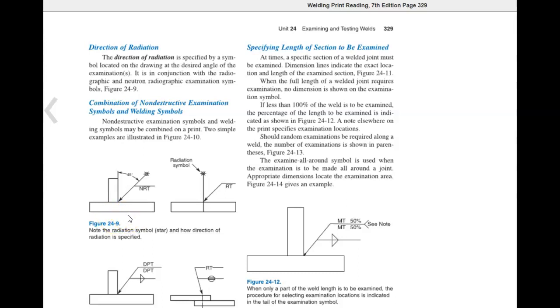The examine all-around symbol is used when the examination is to be made all around the joint. Appropriate dimensions locate the examination area. Figure 24-14 gives an example.